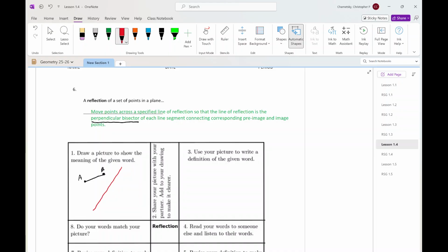And we reflect along that line. Each point is going to reflect and be perpendicular to, I need to redo that. That's not quite perpendicular. Let's see if I can do that. There we go. And do the same thing for A. Nice and perpendicular. Something like that.